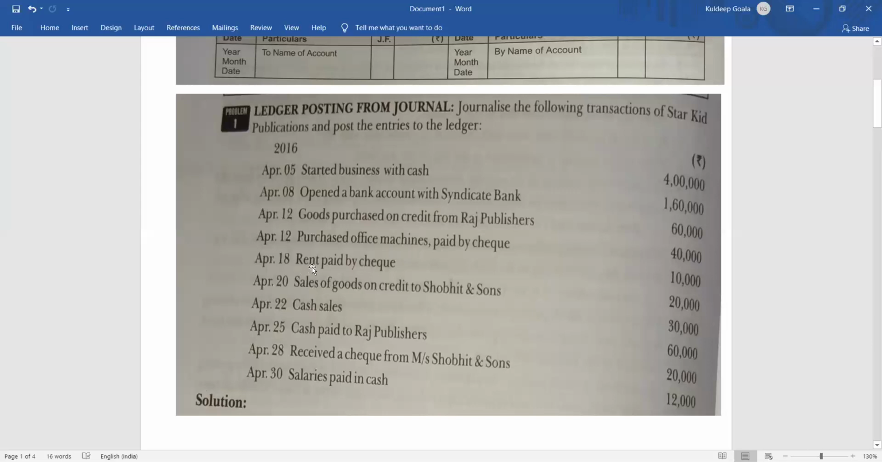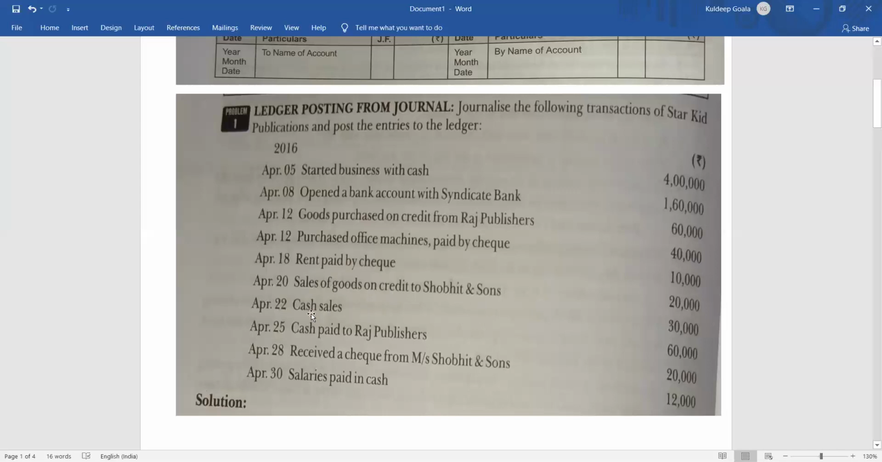Clear? Total 6 ledgers we have to prepare till now. Now next comes the rent paid by check. So again, check means bank. So bank we already have. What we don't have is the rent account. So another one we got, rent. So now it's 7 ledger accounts. Then comes sale of goods on credit to Sobhit and Son. So sales account and Sobhit and Son. Why Sobhit and Son? Because it is a credit transaction, right? So sales account 1 we got and Sobhit and Son we got. So total 2 we got. Earlier it was 7, now 2 more, 9 accounts now.